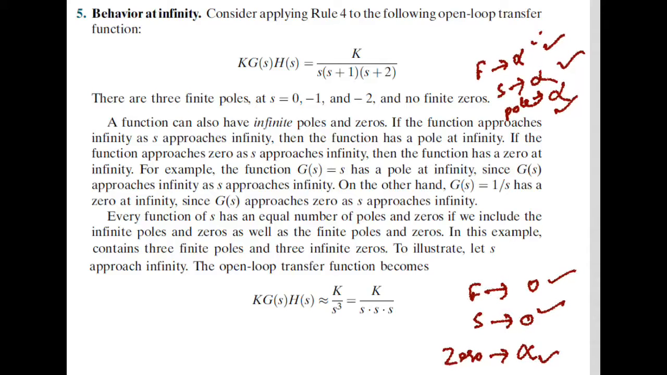Now this can be explained with an example. Let us suppose that we have G(s) equals s. It has a pole at infinity, since G(s) approaches infinity as s approaches infinity. It means that it has a pole at infinity. So this is satisfied.